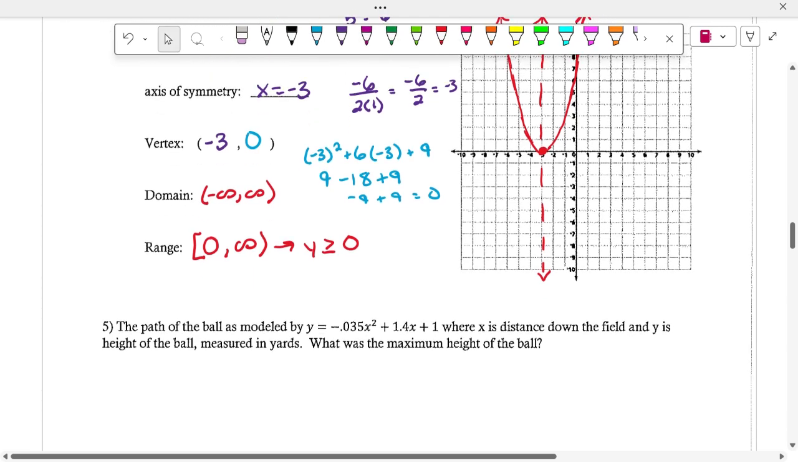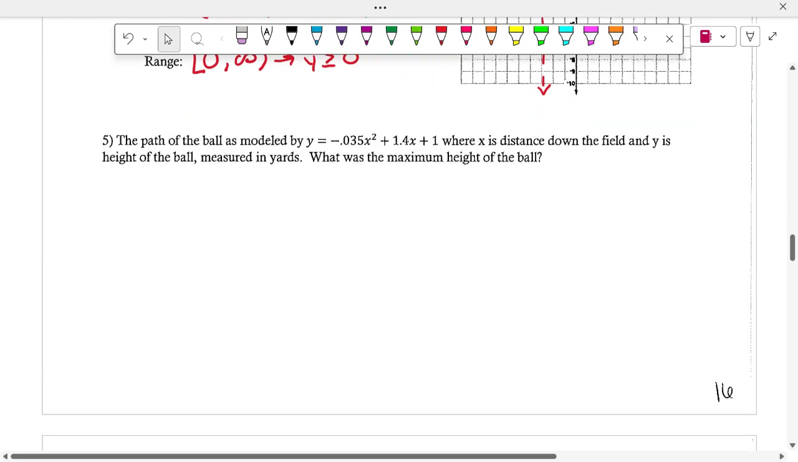All right, now number 5. So any questions overall on finding axis of symmetry, y-intercept, and vertex, and then using that to graph the function? Any questions on that? It's pretty easy, right? Not too bad?